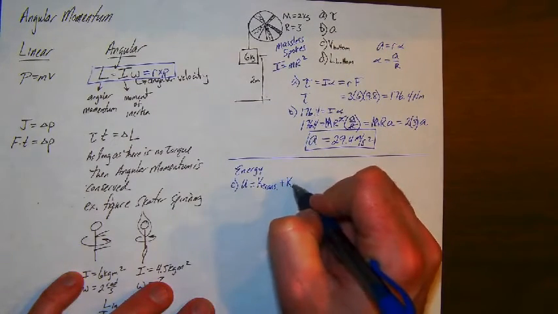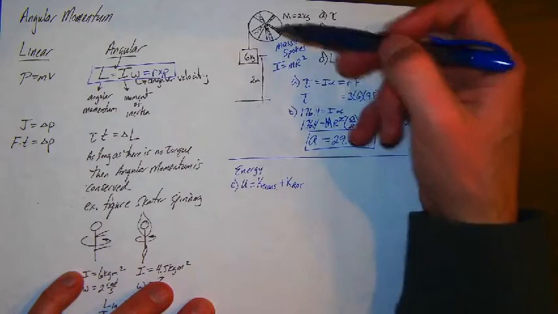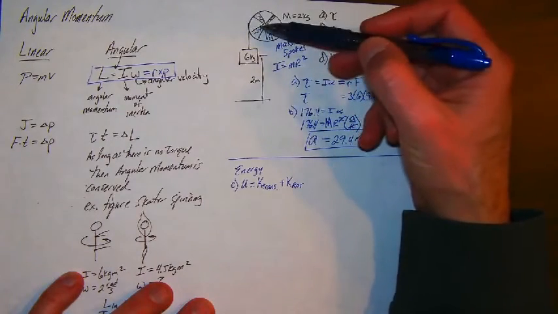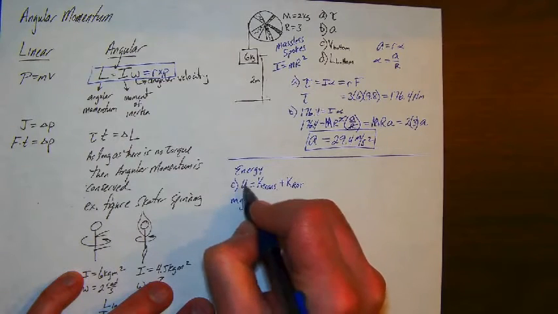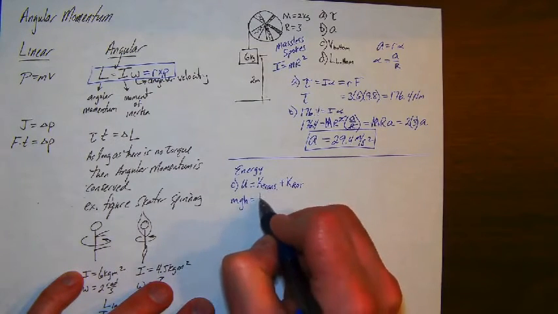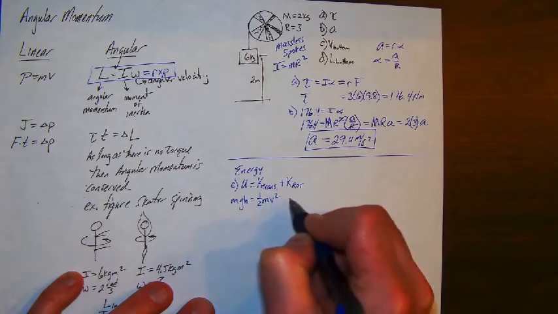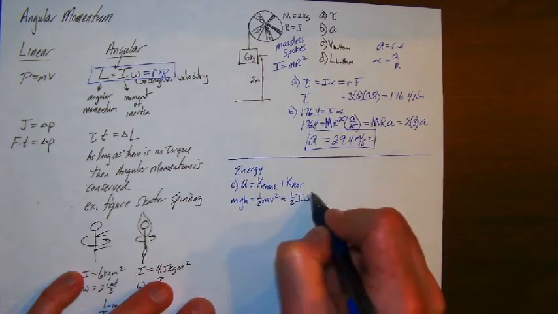And then there's going to be rotational kinetic energy because the pulley is going to be spinning. So I can say that this is mgh, my potential energy, translational kinetic energy 1/2 mv squared, and rotational kinetic energy 1/2 I omega squared.